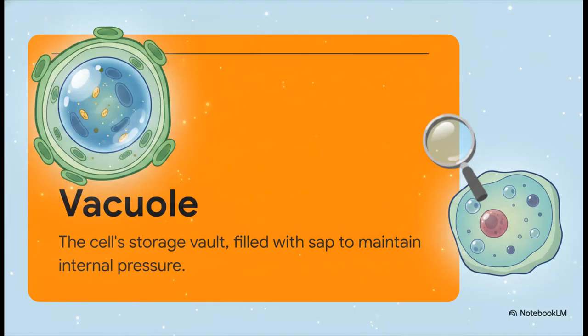Then we have the vacuole. This is the cell's main storage vault. Under a microscope, it honestly just looks like a large, empty space, but actually, it's filled with cell sap, storing nutrients and maintaining internal pressure. Here's a huge key tip for the exam. The vacuole is massive in plant cells, often pushing everything else completely out of the way to the side. But in animal cells, it's generally tiny or just completely absent.